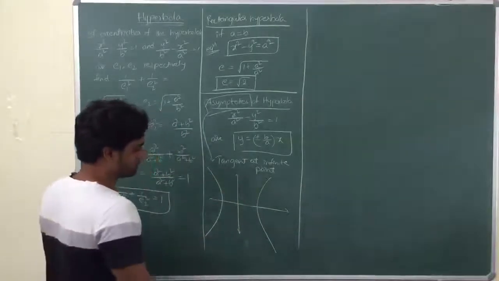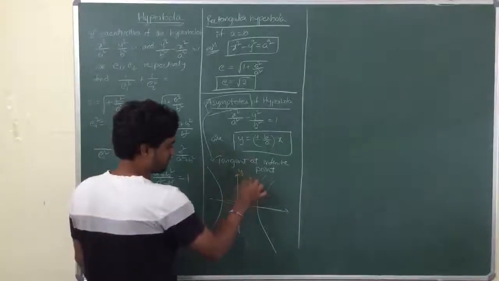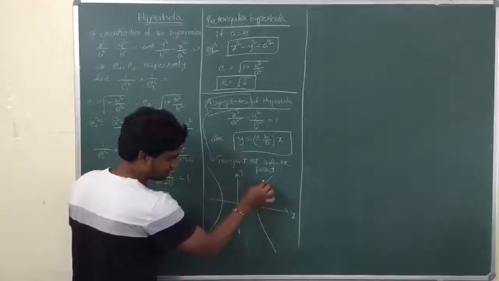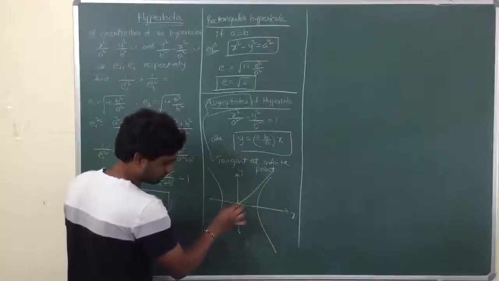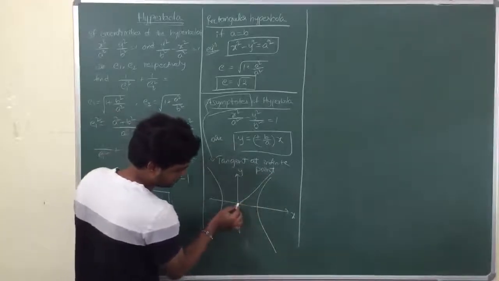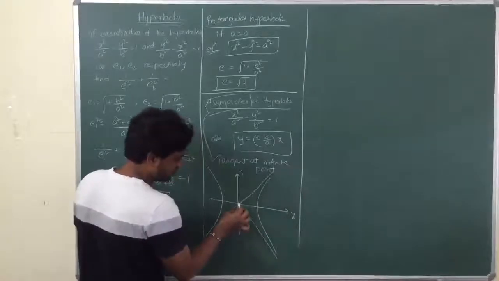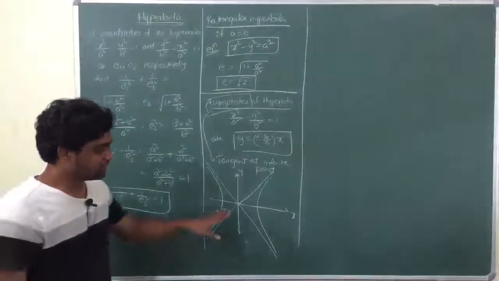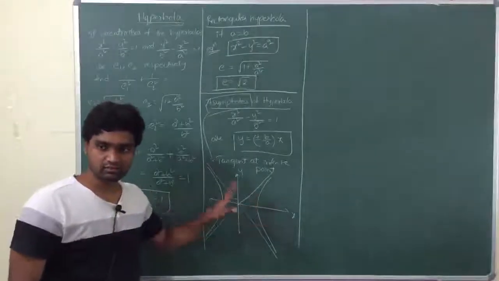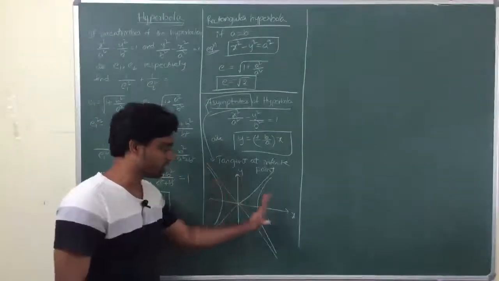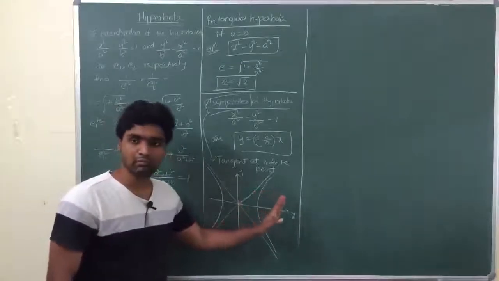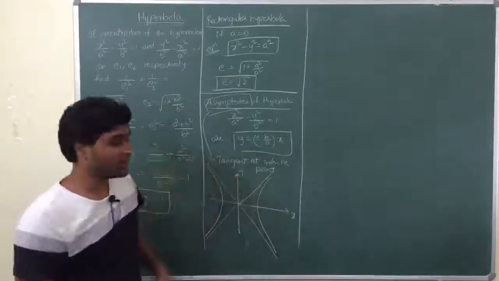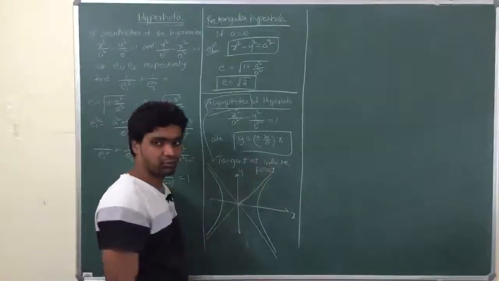Hyperbola, y-axis, x-axis. Now it will be like this. These two are the lines which are asymptotes. See, the lines seem to touch the two parts of the hyperbola, but the lines never touch the hyperbola. So that is the meaning of tangent at infinite point.